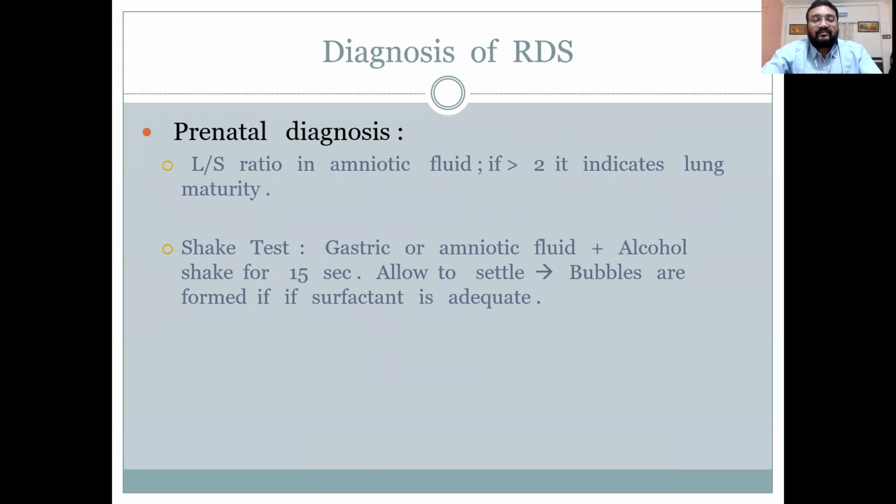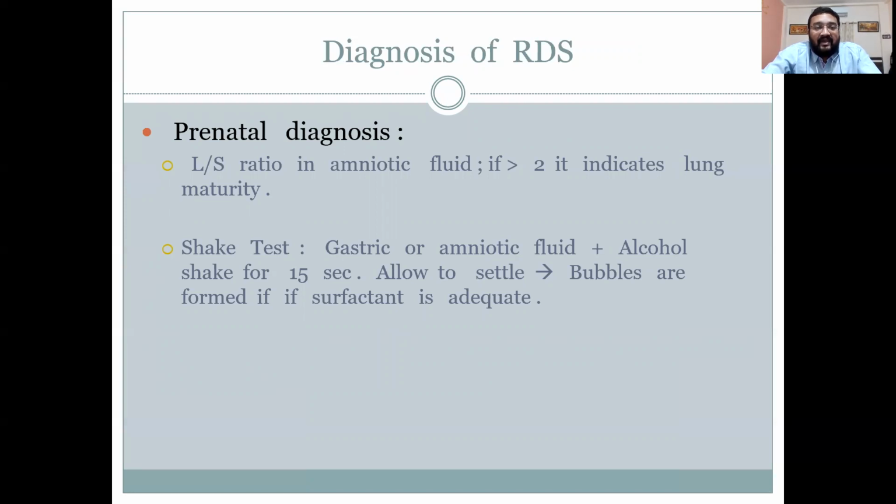Diagnosis of respiratory distress syndrome is mostly a clinical diagnosis, but prenatal diagnosis can be made by measuring the lecithin sphingomyelin ratio in amniotic fluid. If the LS ratio is more than 2, it indicates pulmonary maturity. And if it is less than 2, it indicates deficiency of the surfactant.